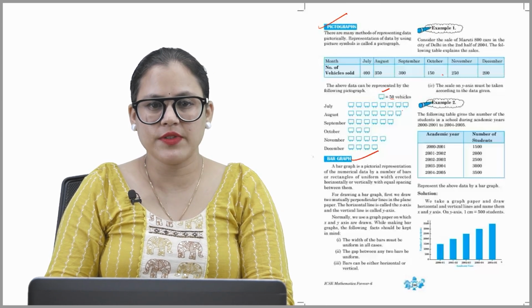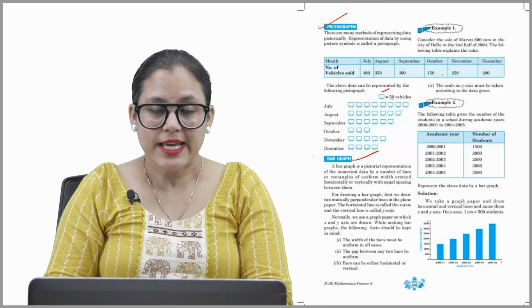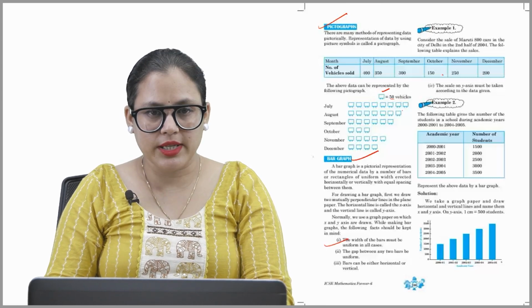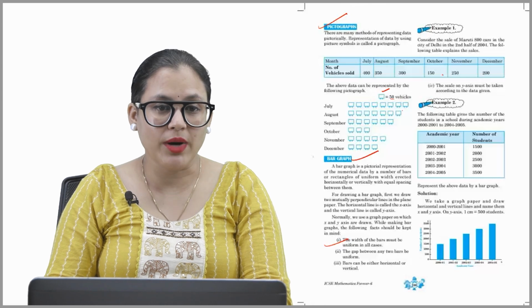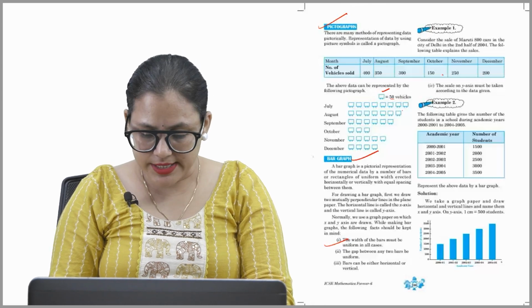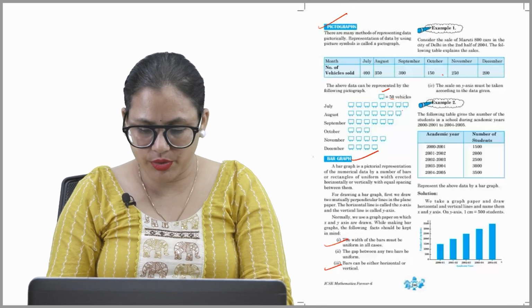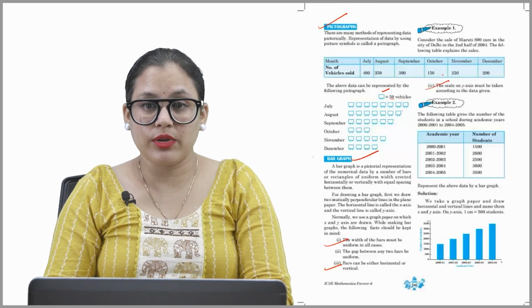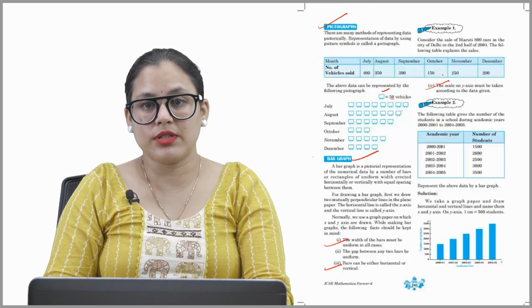While making bar graphs, the following facts should be kept in mind. First, the width of the bars must be uniform in all cases. Number 2, the gap between any two bars must be uniform. Number 3, bars can be either horizontal or vertical. And number 4, the scale on the y-axis must be taken according to the data given.